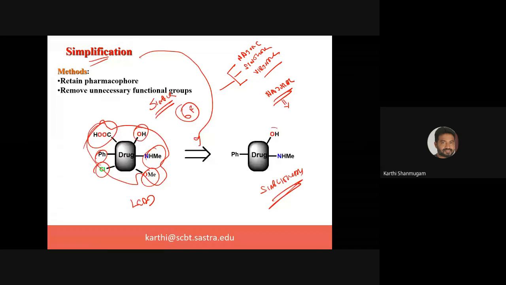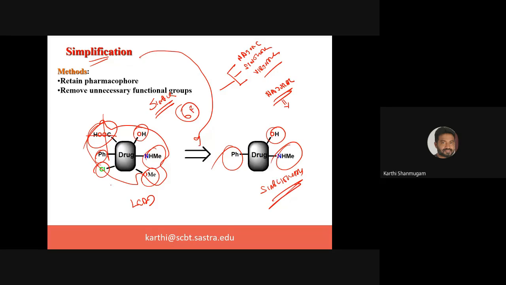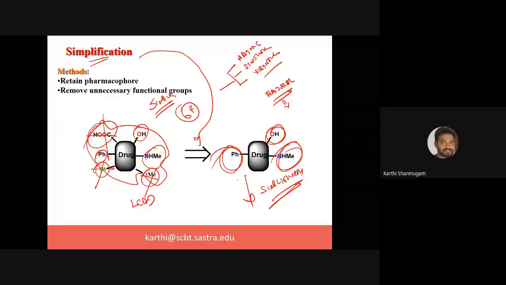We have only 3 functional groups. Am I right? Yes, sir. The other functional groups were removed from the molecule because they have been identified as not important for the biological activity. So they have identified that this functional group Ph, this OH, and this NHCH3 alone contribute to the biological activity. So they retained those 3 functional groups, and those 3 functional groups should be called the pharmacophore.